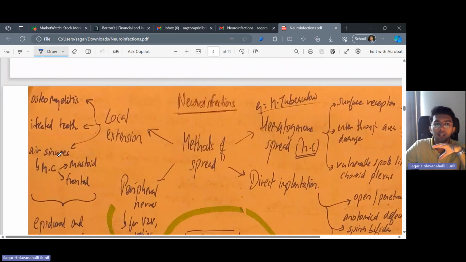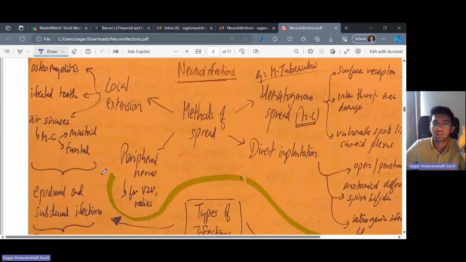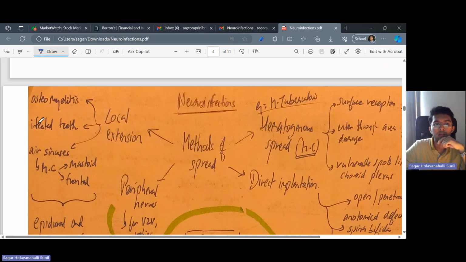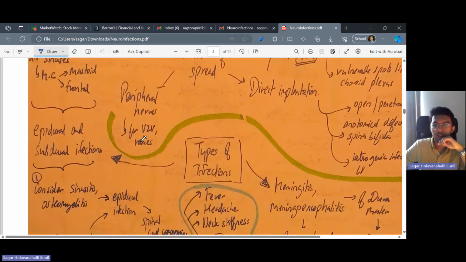Talking about local extension, like I mentioned, it's just some area of infection. Most commonly, it's the air sinuses, especially the mastoid sinuses and the frontal sinuses. Let's say there's some chronic sinusitis. There can be a small chance that it can travel through the sinuses and into the cranium. Then, of course, infected teeth, it's very common, to be honest, and osteomyelitis as well.